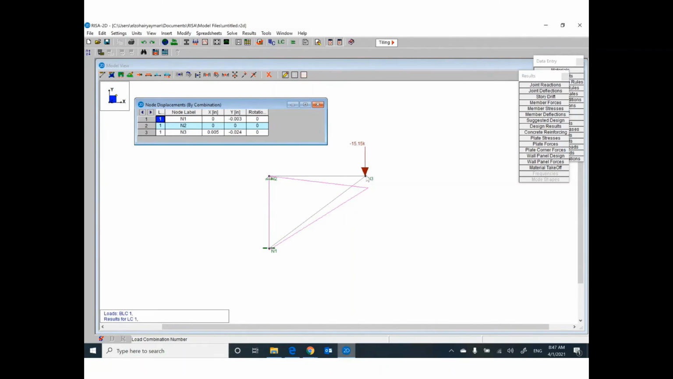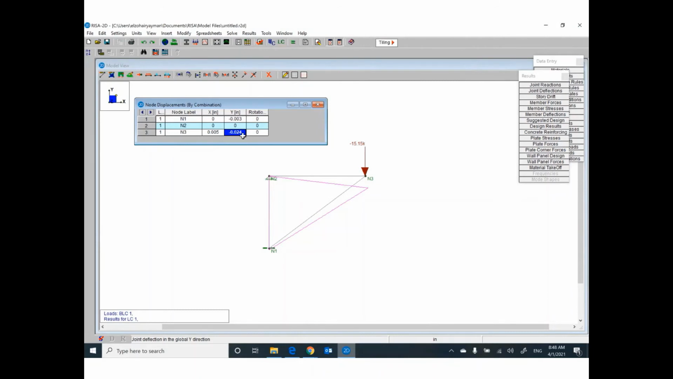Can you see node number 3? Anybody can see node number 3? We have X horizontal movement, 0.005 inch. Positive means to right. In Y, we have negative 0.024 inch. Negative means down. So this point moved horizontally 0.005 inch. Vertically, negative 0.024 for truss.